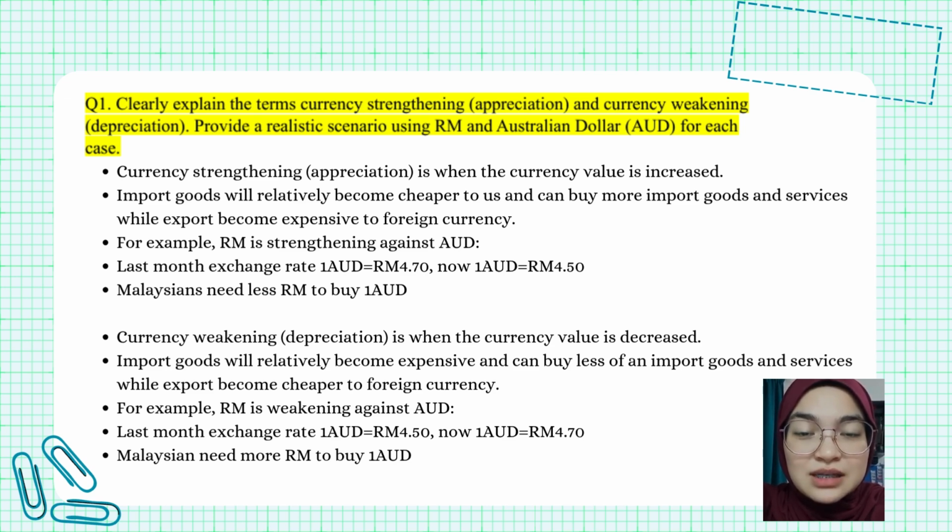So the last month the exchange rate was 1 AUD equals to RM 4.50, and now the exchange rate is 1 AUD equals to RM 4.70. So in this case, Malaysians will need more RM to buy 1 AUD.